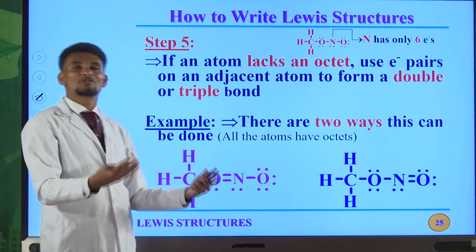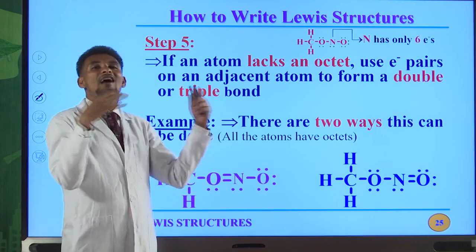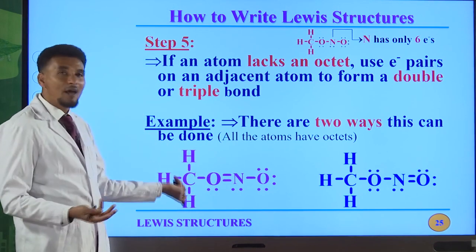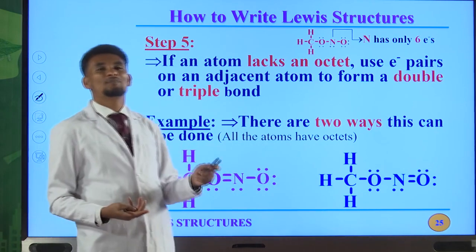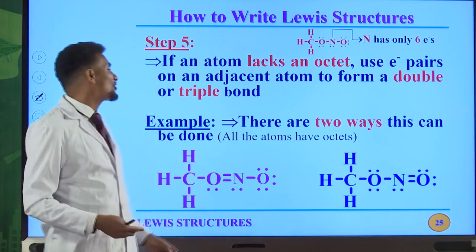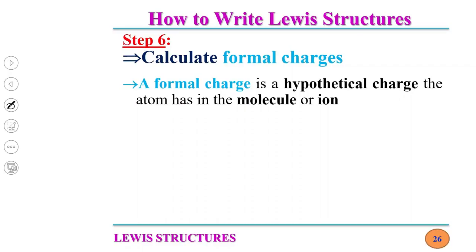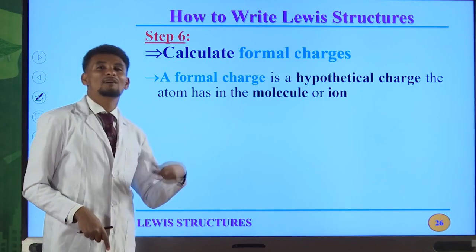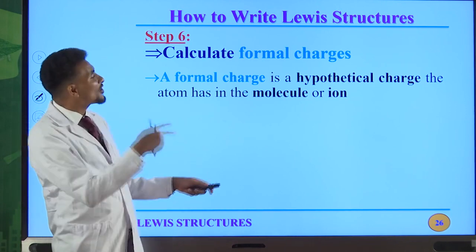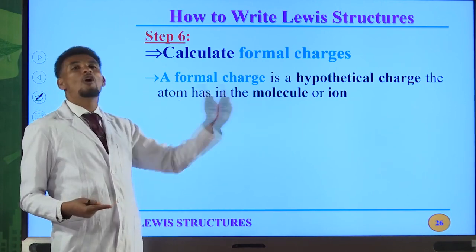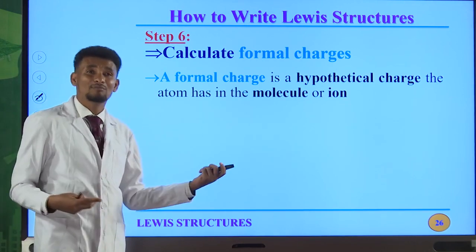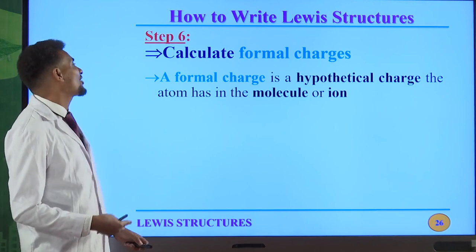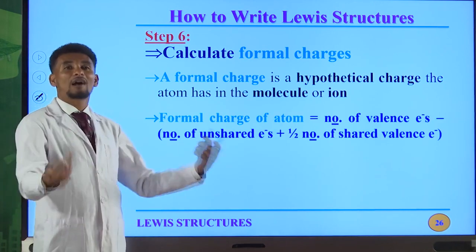So which one is the most stable structure? How can we identify whether this one is stable or this one is stable? So use the 6th step. The 6th step is calculating formal charge. Formal charge is nothing but the hypothetical charge the atom has in the molecule or ion. It works for ions. It also works for molecules. So this hypothetical charge of an atom is simply known as formal charge. So calculate formal charge.